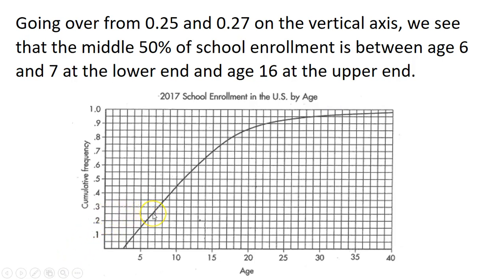So 0.25 is roughly there, and 0.27 looks like it's between there and there, right? Between ages 6 and 7 is where that will occur. Going over 0.25 and 0.27 on the vertical axis, we see that the middle 50% of the school enrollment is between ages 6 and 7.